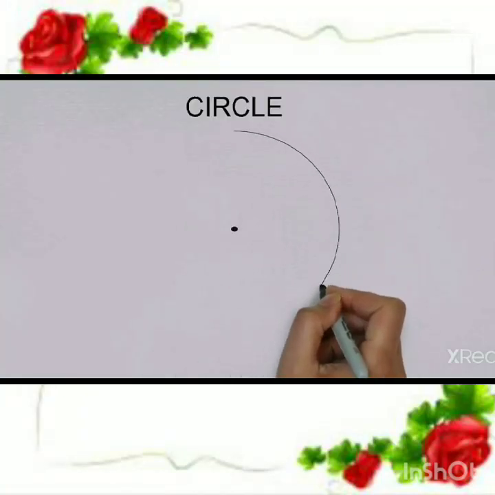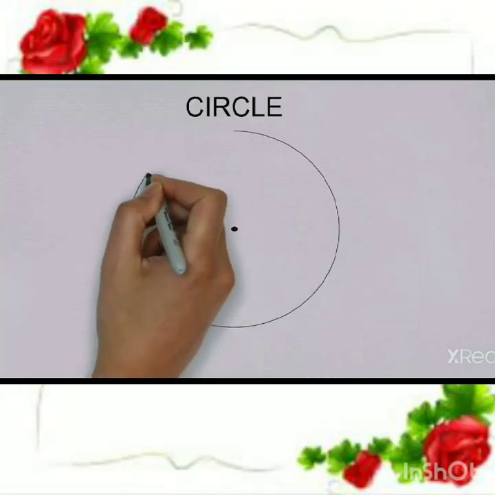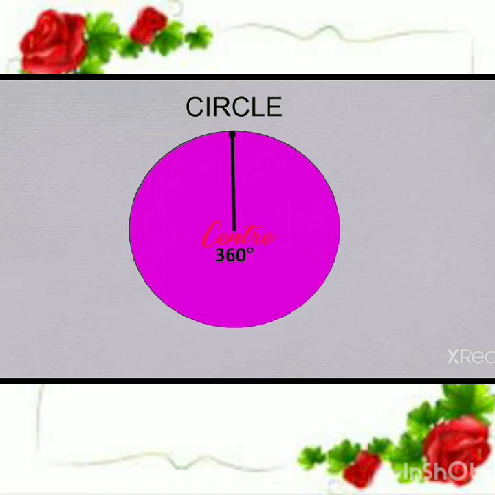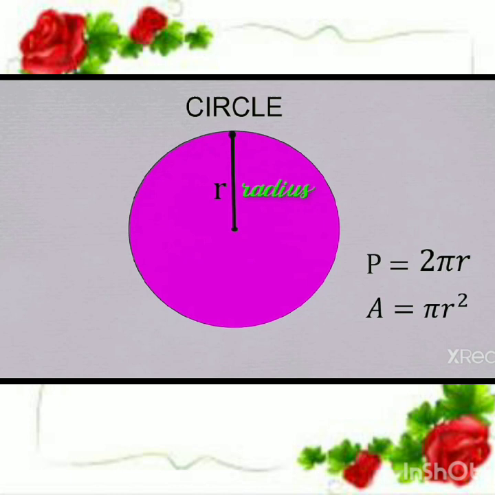Parts of a circle. A circle is the path traced by a moving point whose distance from a fixed point is always a constant. The length of the path is the circumference of the circle. The fixed point of the circle is its center. The central angle of a circle is 360 degree and the constant distance r is its radius. So, circumference or perimeter of a circle is 2 pi r and area of the circle is pi r square.